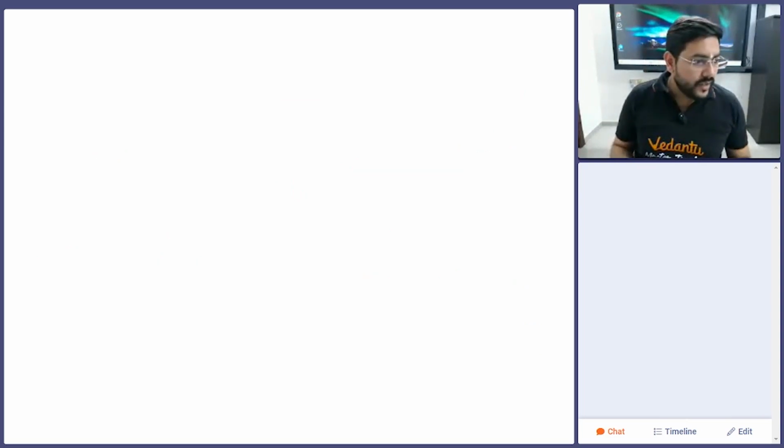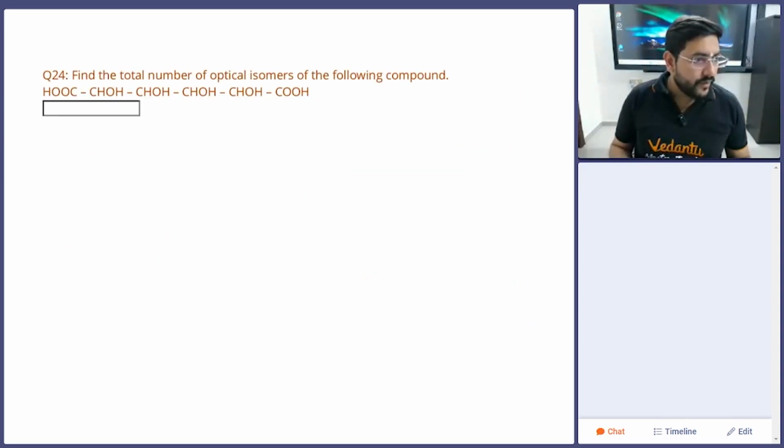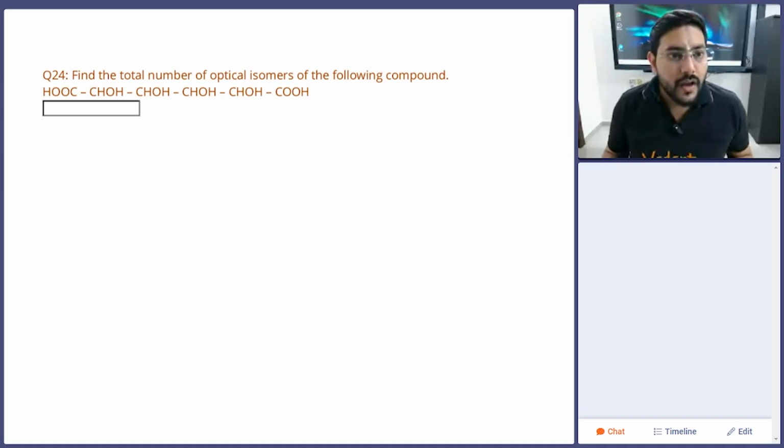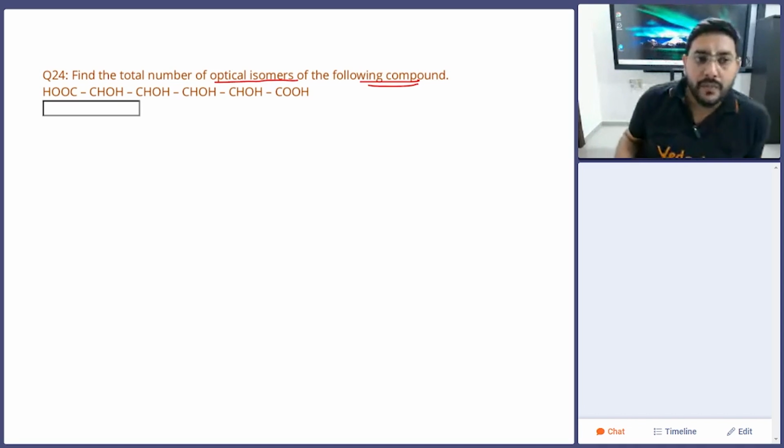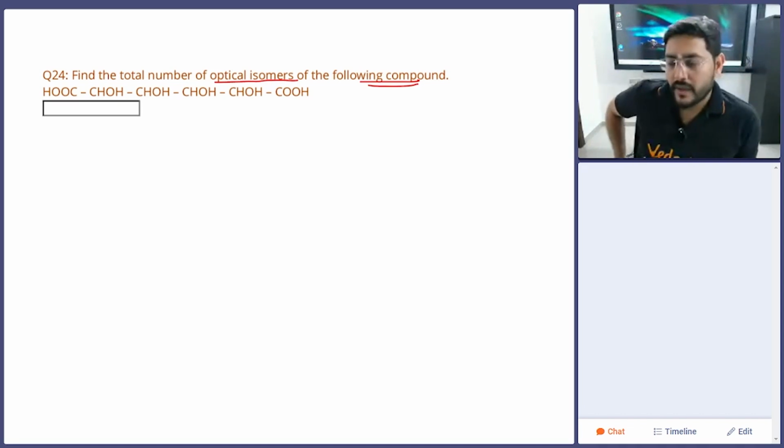Now moving towards the next question, I think that is the 24th question. Find out the total number of optical isomers of the following compound. See beta, first of all you have to figure out whether this molecule is symmetrical or not. So I will say this molecule is 100% symmetrical. Now what formula are you going to apply?